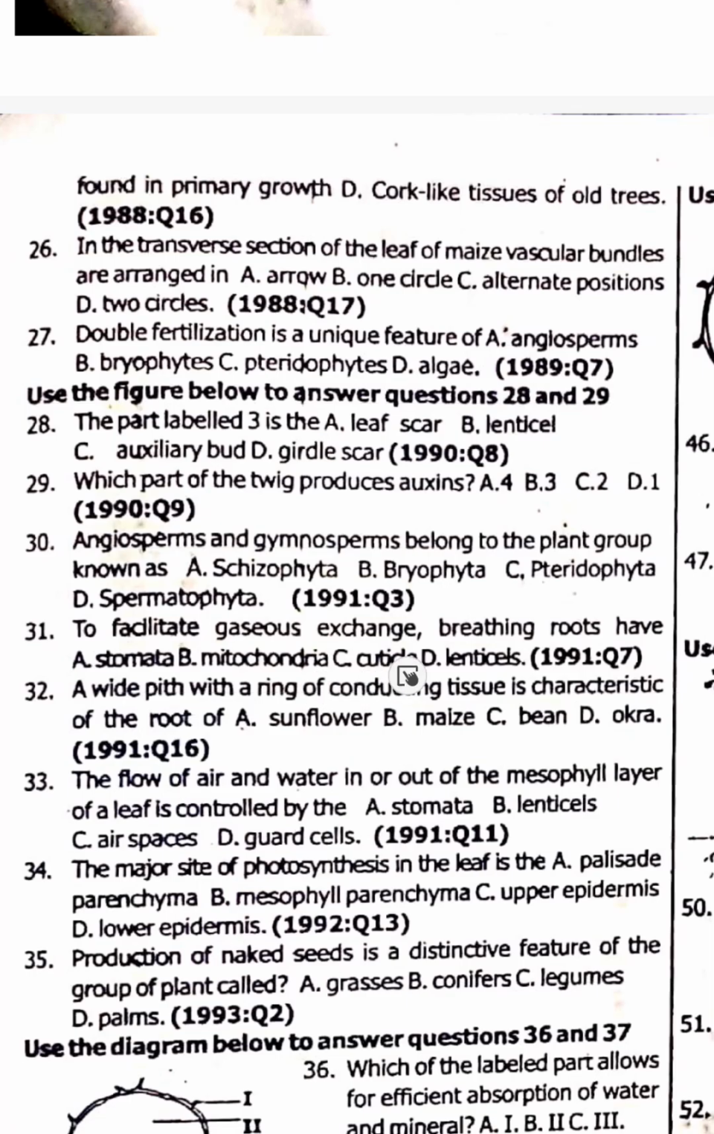31. To facilitate gaseous exchange, breathing roots have lenticels. Lenticels, right. Breathing roots are also called pneumatophores. I'll spell them for you. Pneumatophores. These are common in white mangrove. Now, right. Root types. Taproot system.